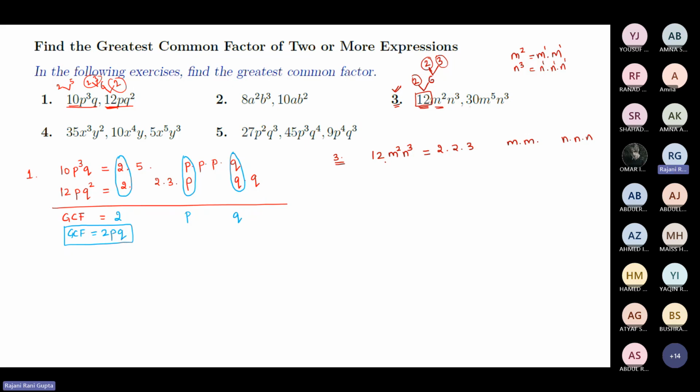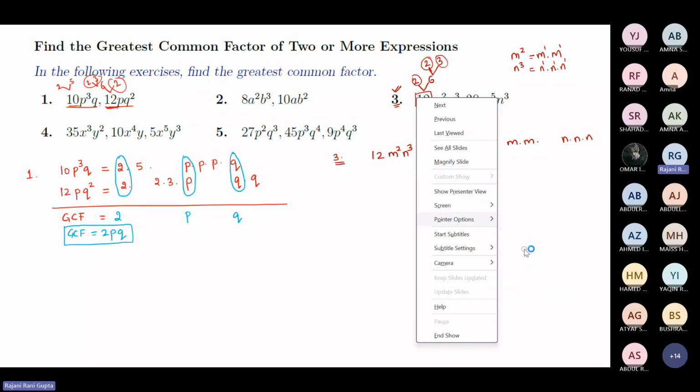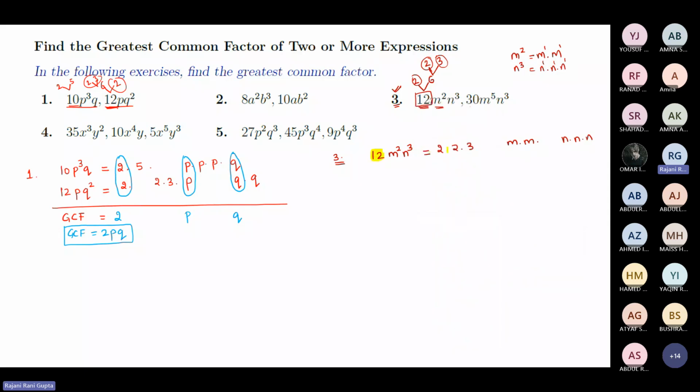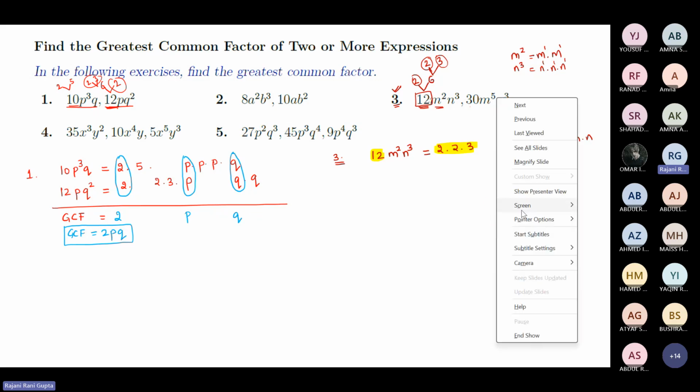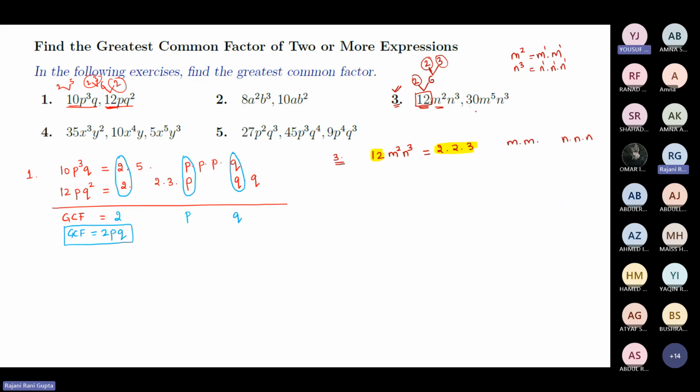Is this step clear to everyone? Yes, Miss. So what we did is, for 12, we write 2, 2, and 3. M power 2 means m and m. N power 3 means n 3 times. Now we will do the same thing with the second term, which is 30 m power 5 n power 3. So now you have to work on this 30.